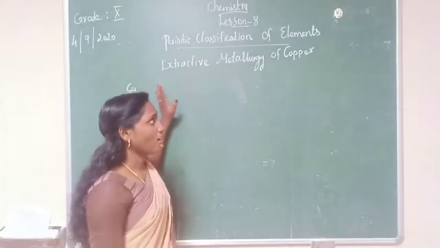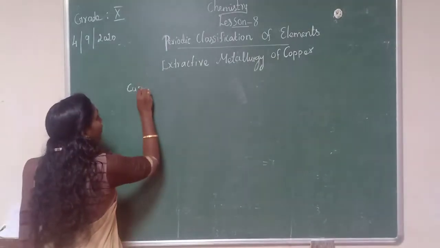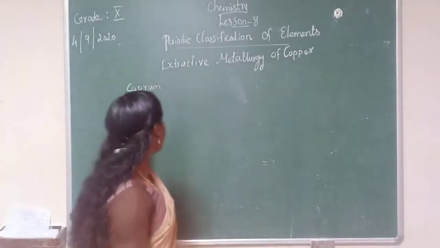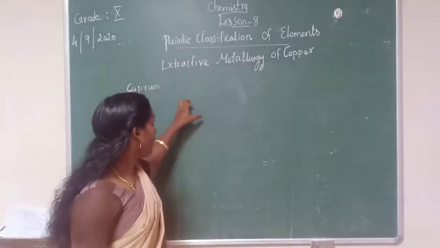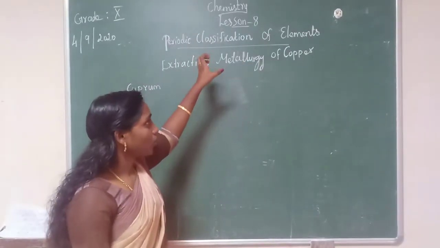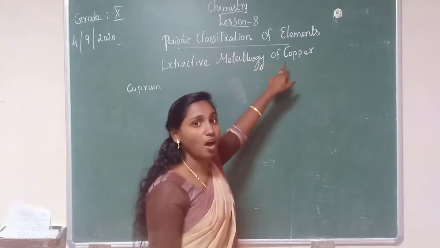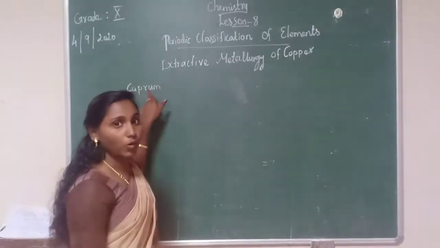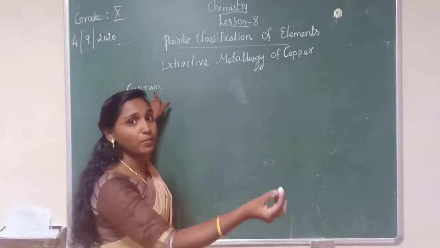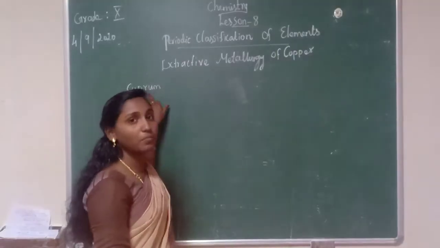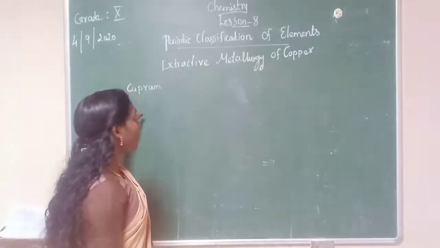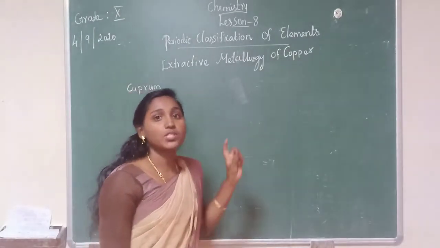And this copper was named cuprum by Romans. Romans gave the name cuprum for this copper because it was got from the island of Cyprus. Why they gave this name cuprum means because this copper was got from the island of Cyprus. Have you understood? So next we are going to study an important thing, that is ores of copper.